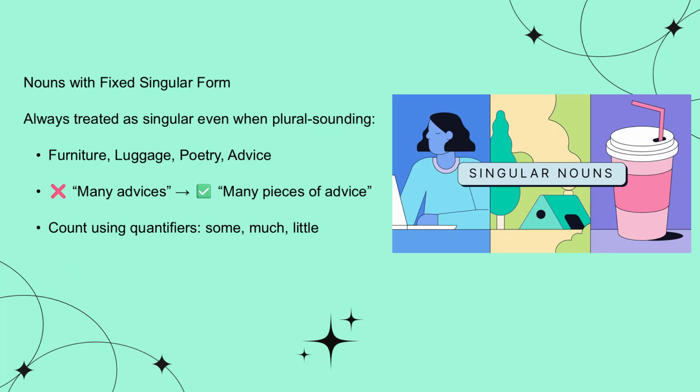Nouns with fixed singular form. These nouns always stay singular, even if they seem plural. Examples include furniture, poetry, advice, and luggage. You can't say many advices, instead say many pieces of advice. Use quantifiers like some, much, or a little to express quantity. Clarity depends on using the right phrase structure.